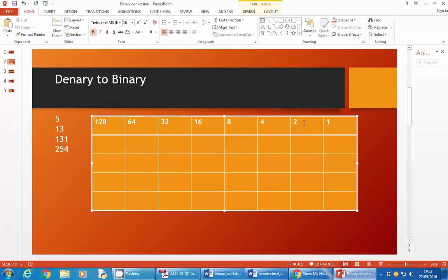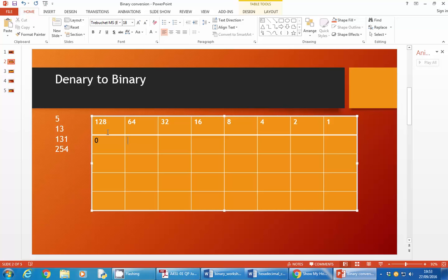Next thing I'm going to do is try to make 5 using these numbers. One way of thinking about it is imagine that these are coins, okay, and we are going to use these coins to make 5. If we don't use a coin, we put a 0. So we've got the number 5. Would you use a 128 to make 5? Well, you wouldn't, because it's too big. So we're not going to use 128, we put a 0.